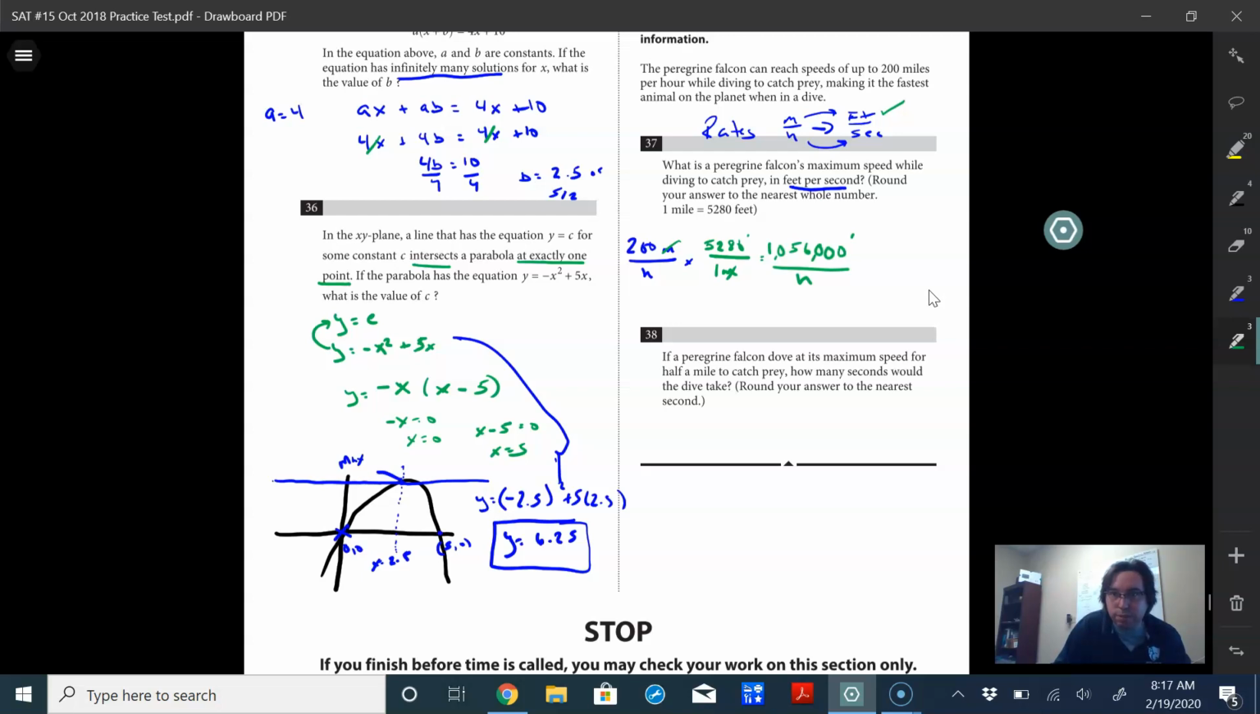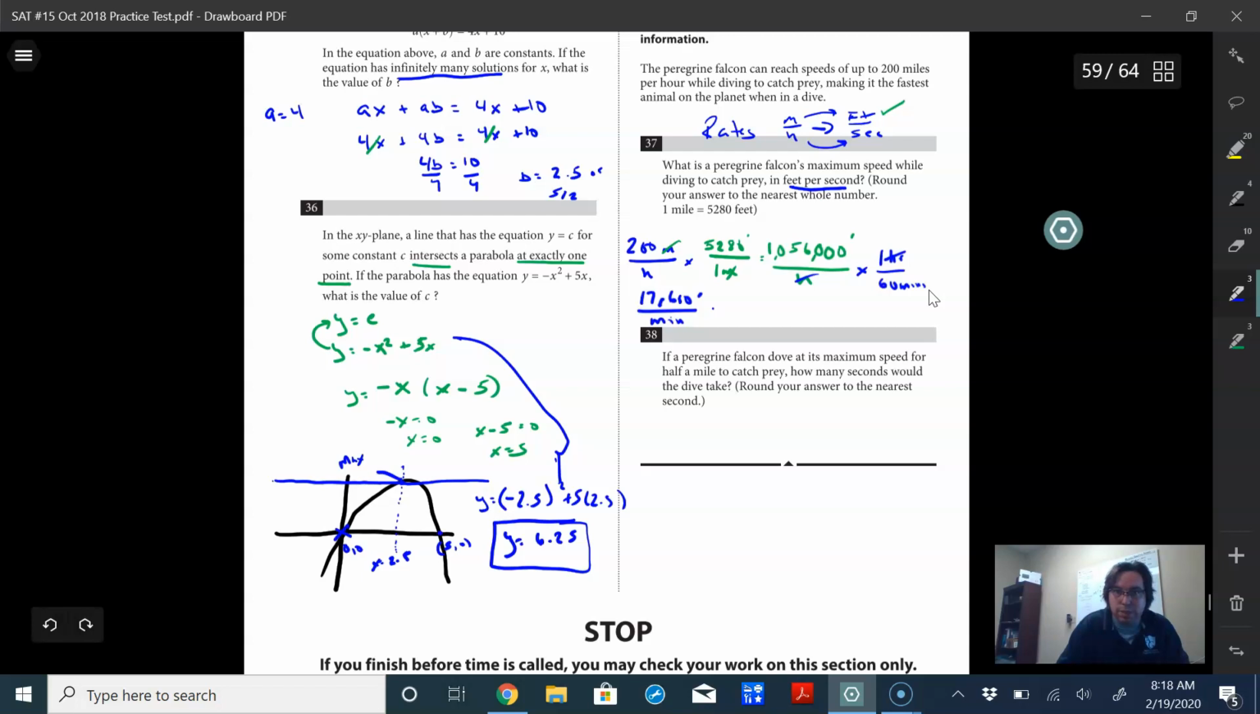From hours, I know that 1 hour is equivalent to 60 minutes, and so I can now divide by that. Looks like I'm going to really run short on room here. So divide by 60. Now my hours are gone, and I'm diving at a rate of 17,600 feet per minute.